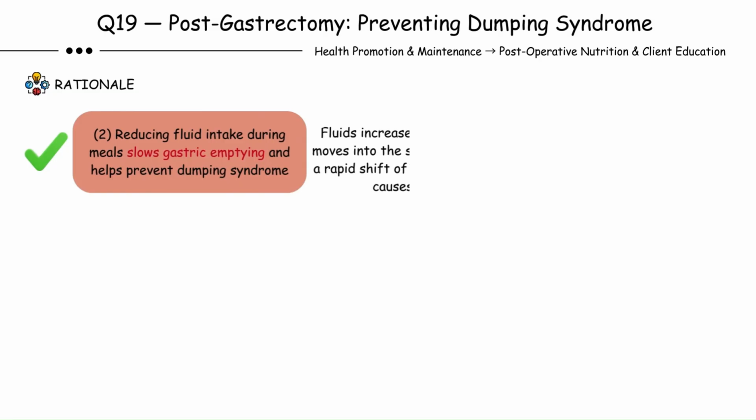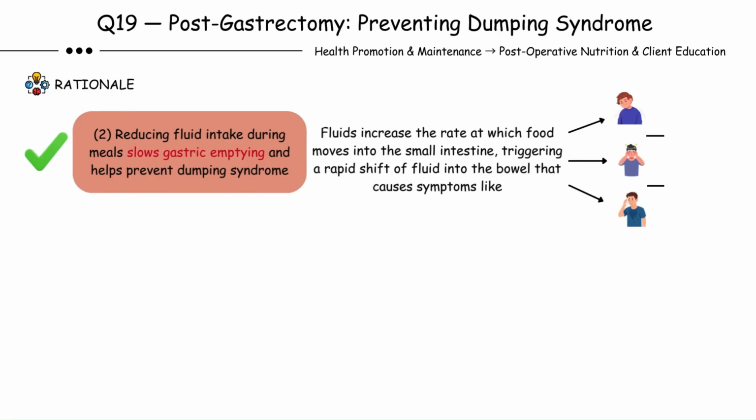Limiting fluids during meals slows the rate of gastric emptying. When a client drinks a lot with meals, the stomach contents move rapidly into the small intestine. This triggers a sudden shift of fluid into the bowel, causing the classic dumping syndrome symptoms: sweating, dizziness, palpitations, and that intense abdominal cramping. By reducing fluids during meals and drinking mostly between meals, we avoid those rapid shifts.